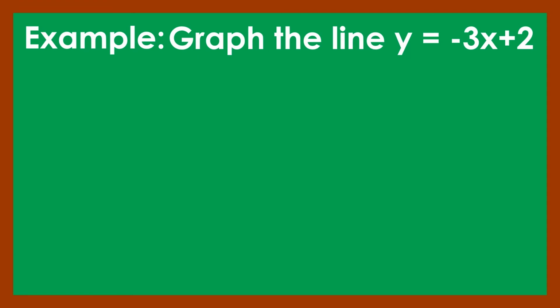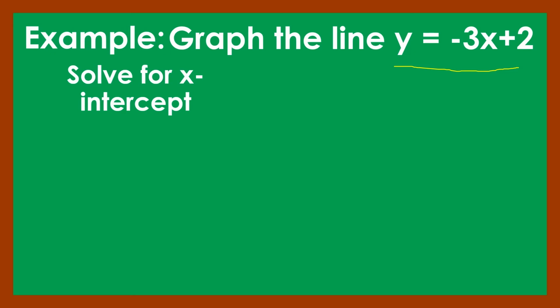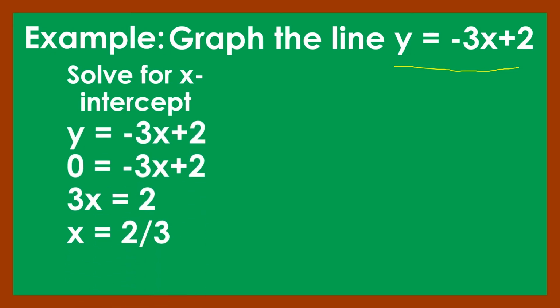Example number 1, graph the line y is equal to negative 3x plus 2. So in this case, we're going to solve for the x and y-intercept. Again, para ma-solve si x-intercept, we're going to let y is equal to 0. Okay. So mapapansin niyo yung y, nag-substitute tayo ng 0 sa place niya. So it will become 0 is equal to negative 3x plus 2.